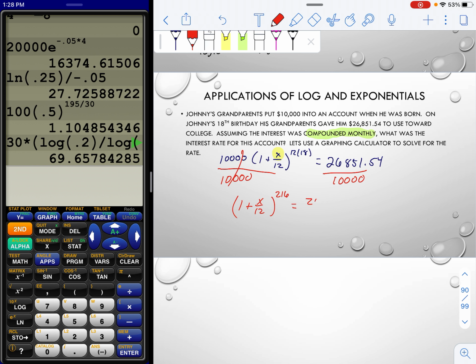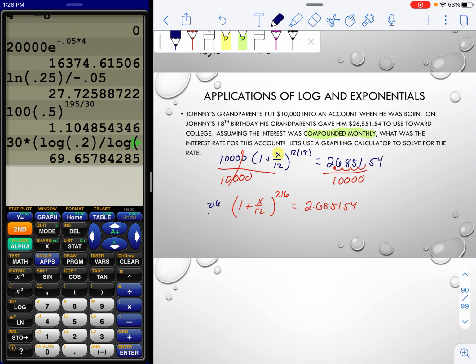I'm going to leave this exact once again. Okay, well actually I can divide that. Okay, it's just 2.6855154. Okay, move that decimal 1, 2, 3, 4 times, by dividing by 10,000. And then to undo the 216th power, we can take the 216th root.